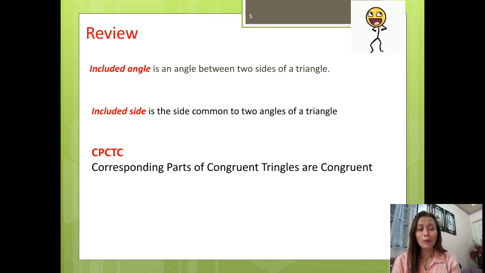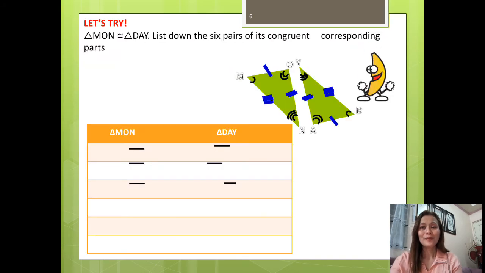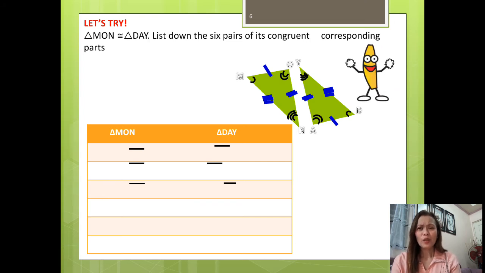Also, from Lesson number 1, Quarter 3, Module 2, to prove 2 triangles are congruent, we list the 6 congruent corresponding parts. So let's try this one. Triangle MON is congruent to triangle DAY. So list down the 6 pairs of congruent corresponding parts. From the given 2 figures of triangles using the identical marks, we're now going to name the 3 congruent sides. So what's the first one?